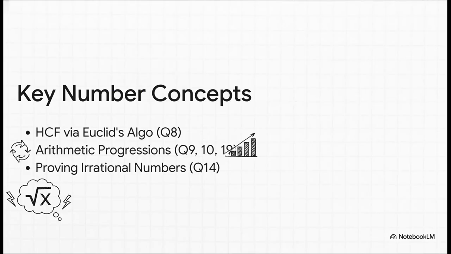We kick things off with Euclid's algorithm in question 8, which is just a foolproof way to find the HCF. Then, and get this, arithmetic progressions, they show up 3 different times in the practice set. That's a huge hint, right? And we finish with a total classic, proving a number like the square root of 5 is irrational.